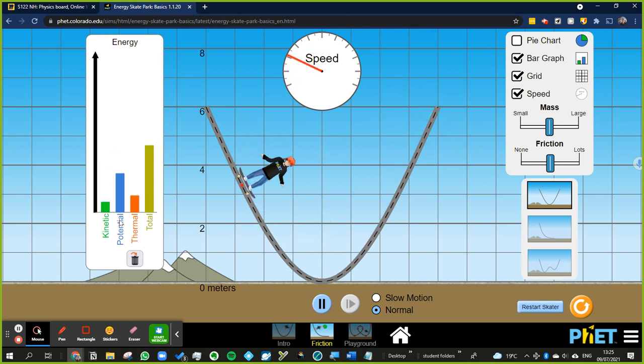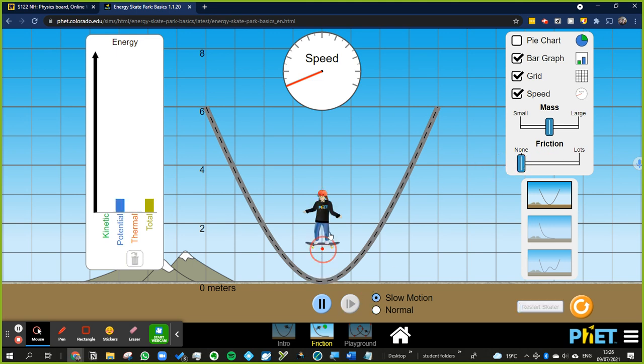Now you can see as he moves down, thermal energy is being produced. The thermal energy increases the most when he's moving at maximum speed. When things are moving quickly, they produce a lot of friction, and so a lot of thermal energy is produced. Eventually, he will come to a stop. And when he comes to a stop, the thermal energy is pretty much the same as the total energy. So the total energy always stays the same, and the reason for that is because energy cannot be created or destroyed.